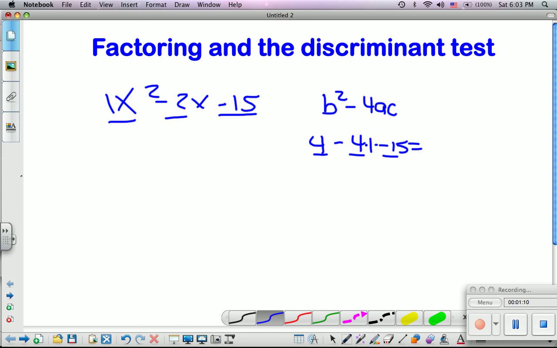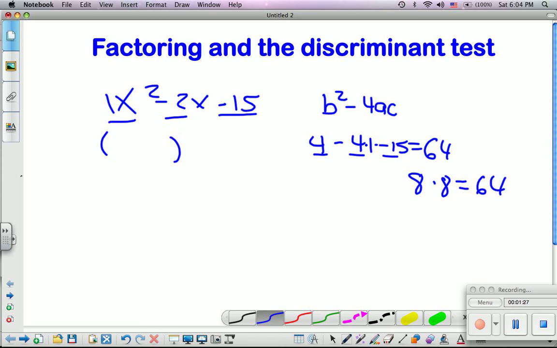Plus 4 is 64. And now what we say is, is 64 a perfect square? And it is, right? Because 8 times 8 equals 64. So we know that this one will be factorable. Okay, and then one way to factor this one could be done by inspection.